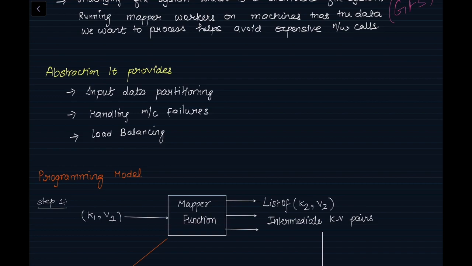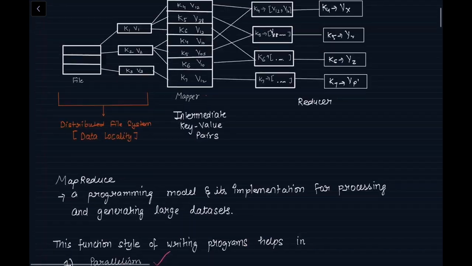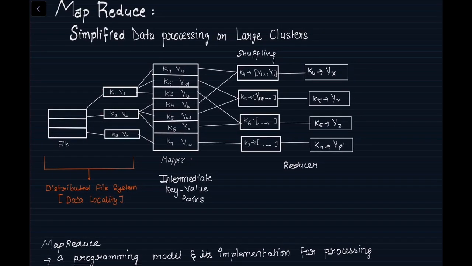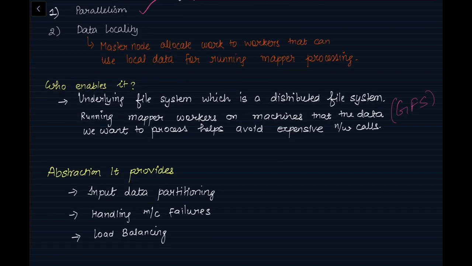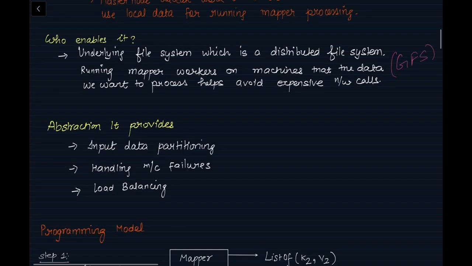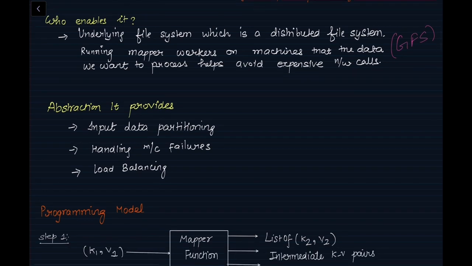The second is the handling of machine failures. As this is a distributed system, there are multiple machines, hundreds or thousands of machines running in a cluster, and failures are bound to happen. How the machines recover from those failures and how MapReduce is fault tolerant to them is taken care of by the MapReduce framework, and developers do not have to worry about how to handle any machine failure.